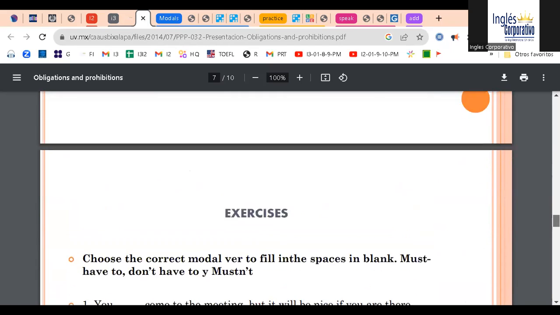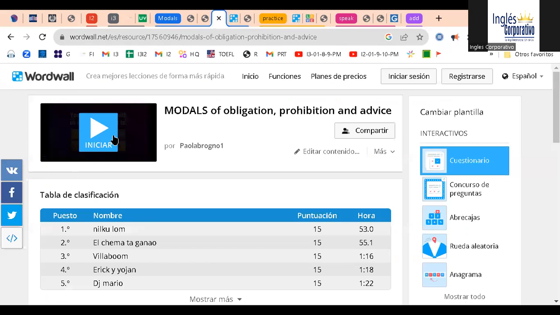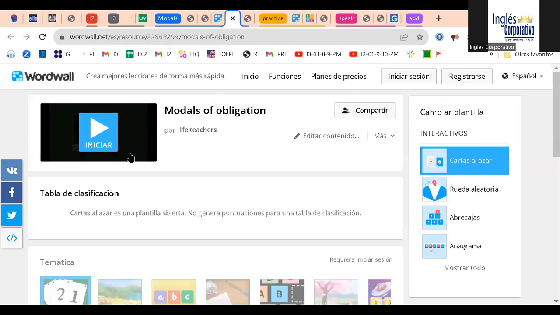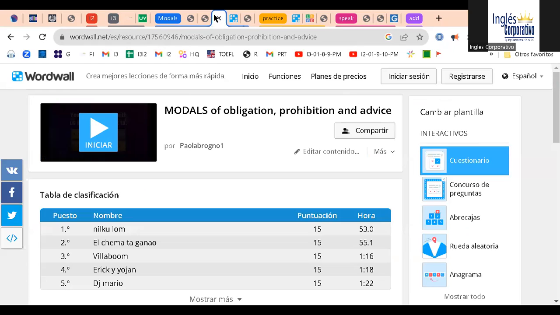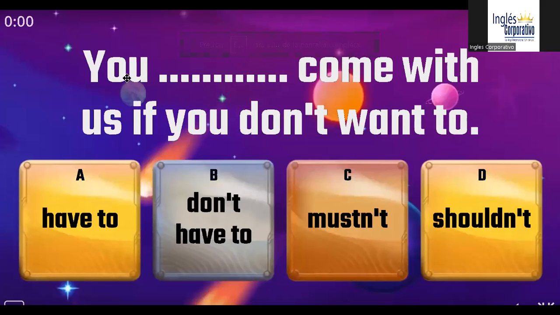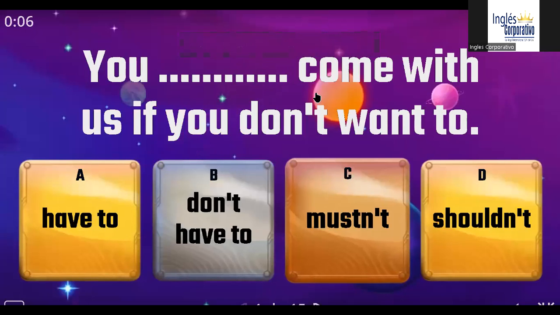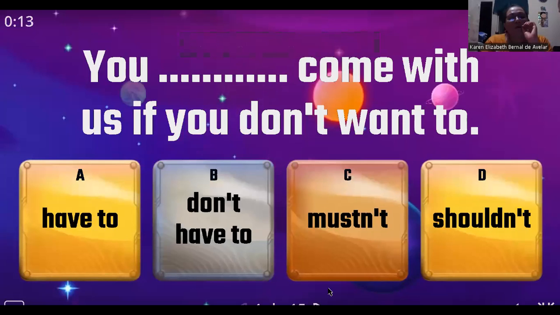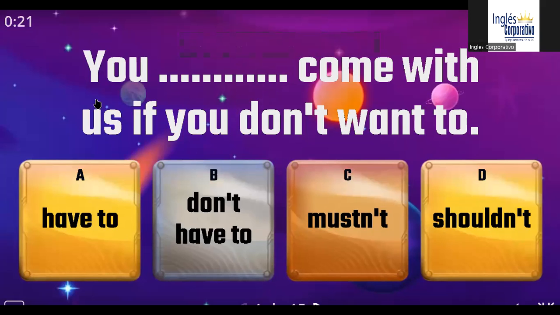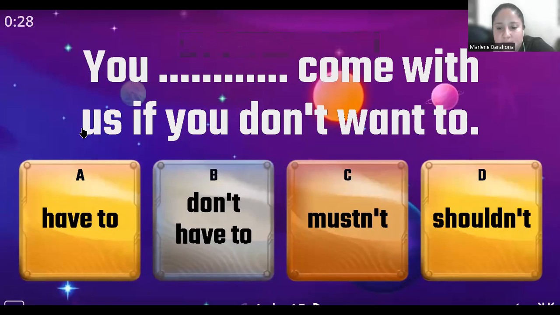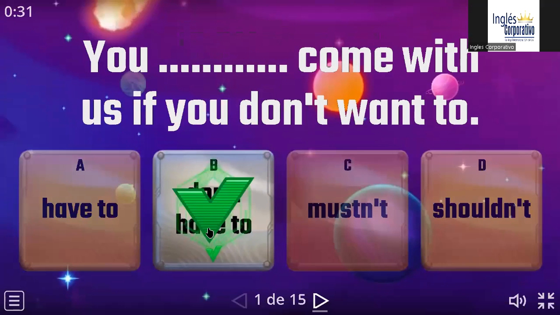Let's try with some exercises. I'm gonna need your help. What do you think? So we have to, don't have to, mustn't, and shouldn't. Just let me share a little bit about shouldn't. I think I have it over here. You have to. What do you think? We use it if you don't want to. You have to come with us if you don't want to. Or you don't have to. Okay. Got it.